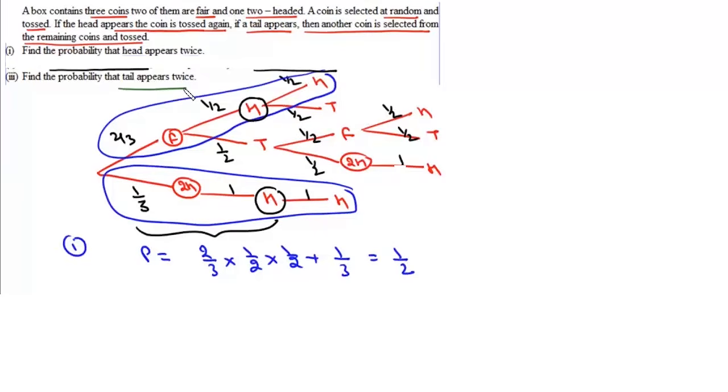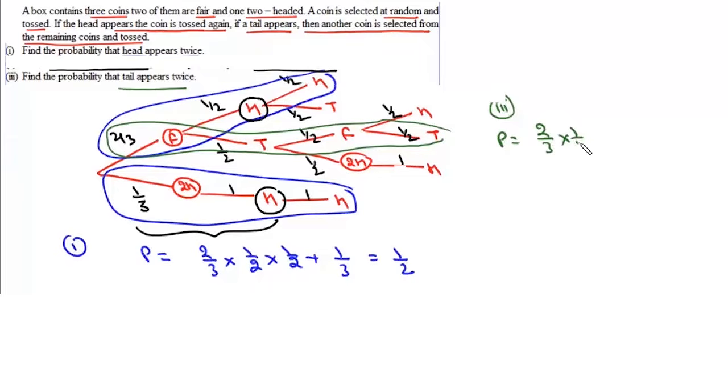Now this third one is to find the probability that tail appears twice. Now tail appears twice only in this case. So the probability that tail appears twice will be 2 by 3 into 1 by 2 into 1 by 2 into 1 by 2, which is simply 1 by 12. So this probability will be 1 by 12, and that is the answer to this question.